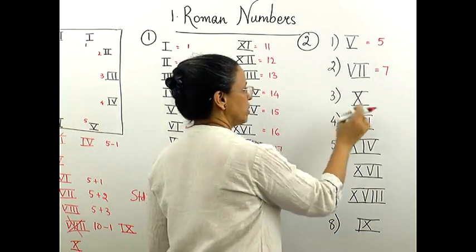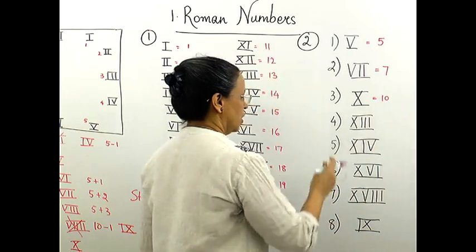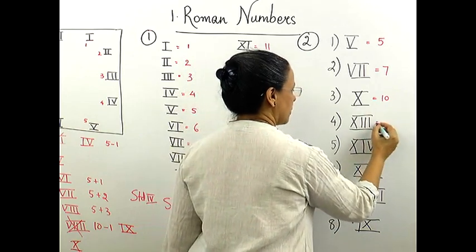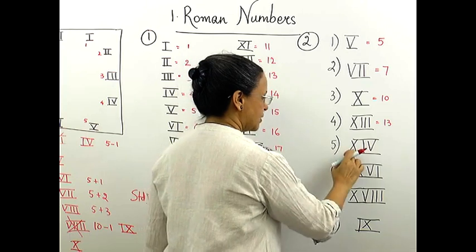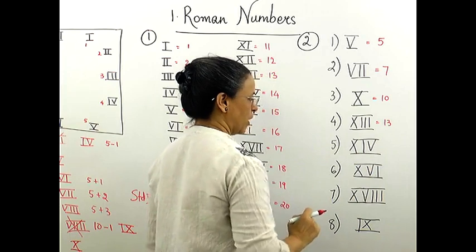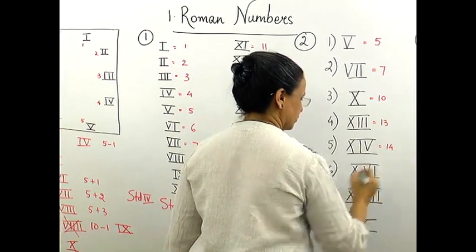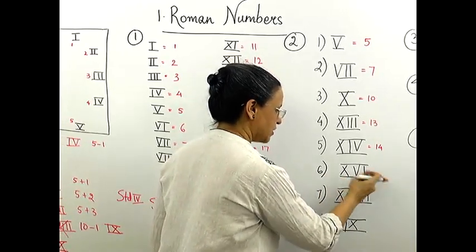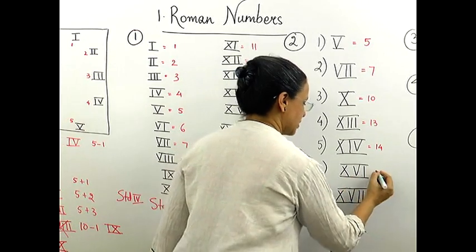The third number that they have given is number 10. The fourth number, you know, is 10 plus 3, so that will be 13. The fifth number is 10, and you can see from 5 they have minused 1. That means 10 and 4 will give you 14. Here we have 10 plus 5 and this side 1 shows you plus 1. So 15 plus 1 gives us 16.